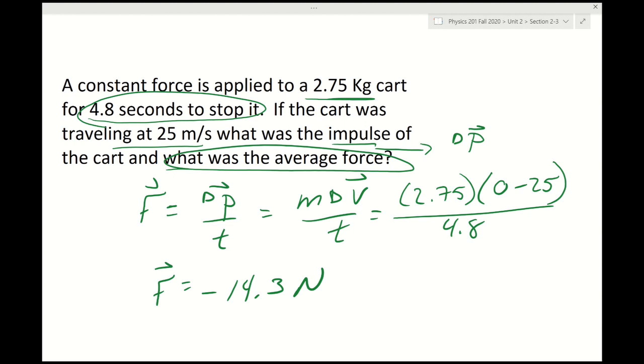Well, we could have found the change in momentum simply by recording the mass times the change in velocity. This really was a negative 68.8 Newton seconds.